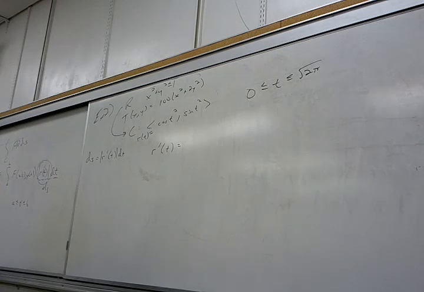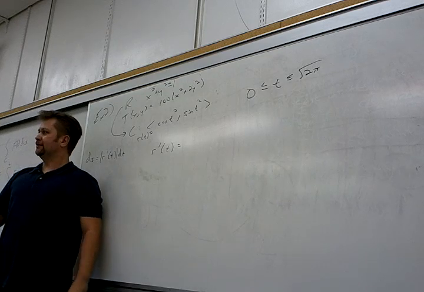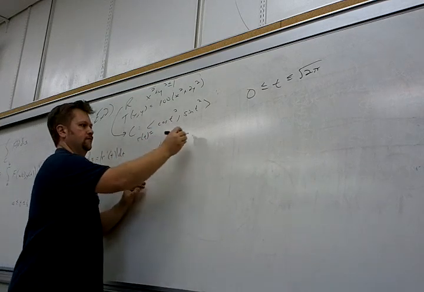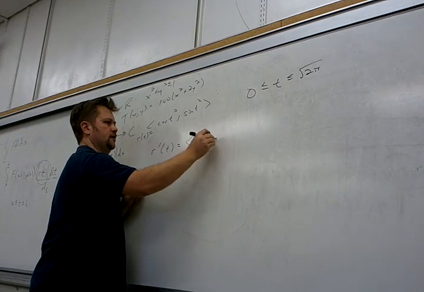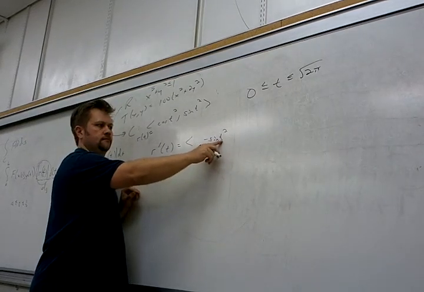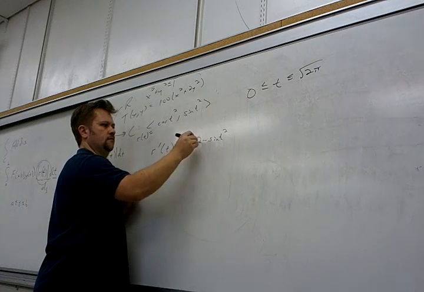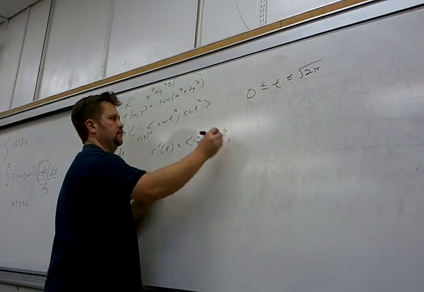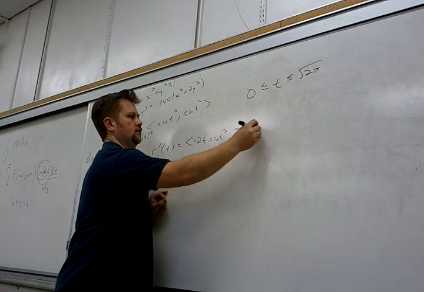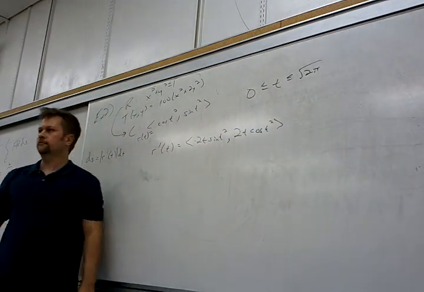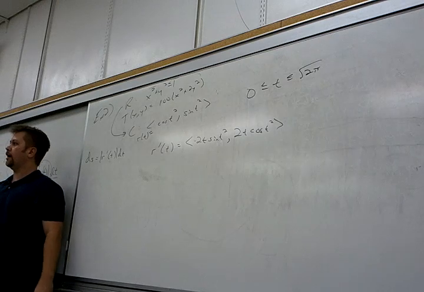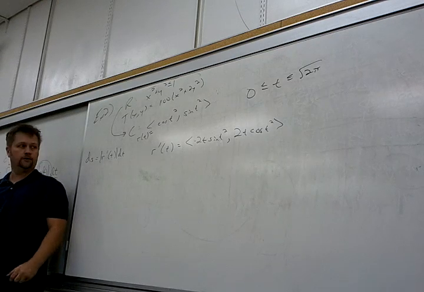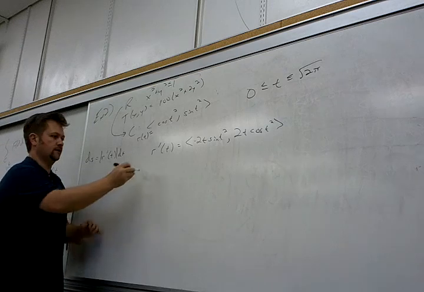Be careful about what's being squared here, right? It's not cosine squared, it's cosine t squared. So don't overdo this. What's the derivative of cosine? Negative sine, and then derivative of the inside? 2t. So you get negative 2t sine t squared, and then you get 2t cosine t squared. So the trig is not being squared, it's the t that's being squared. Be careful.